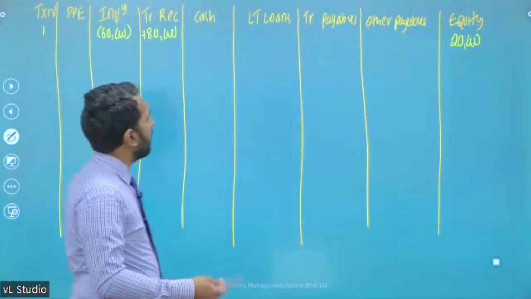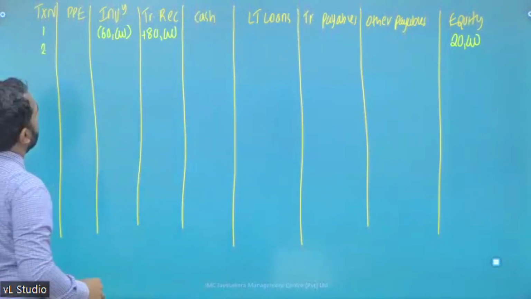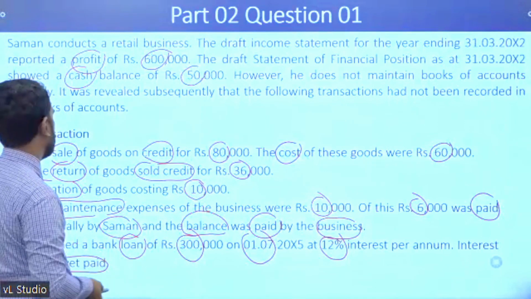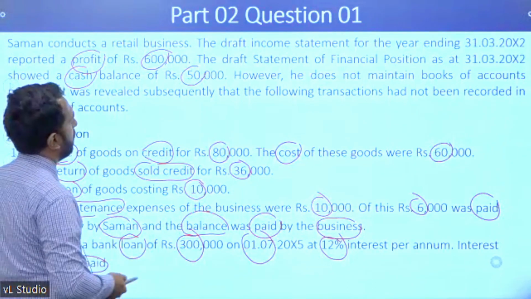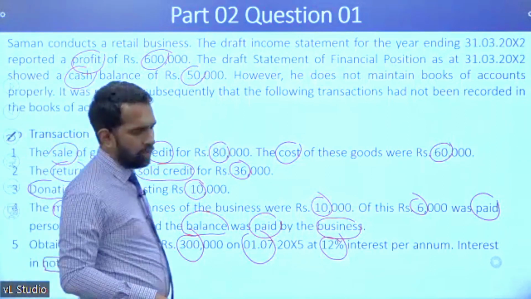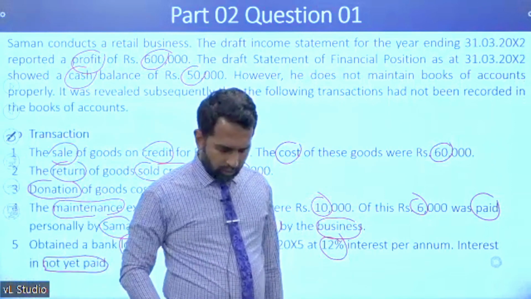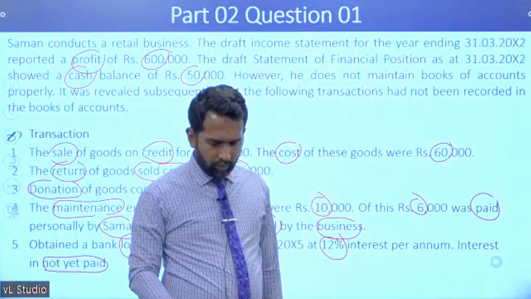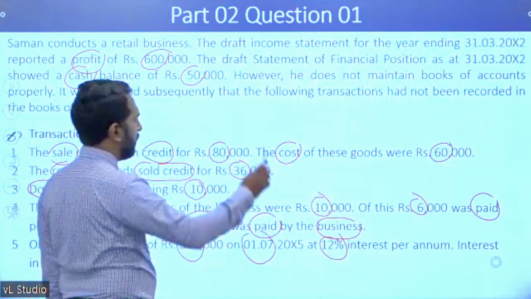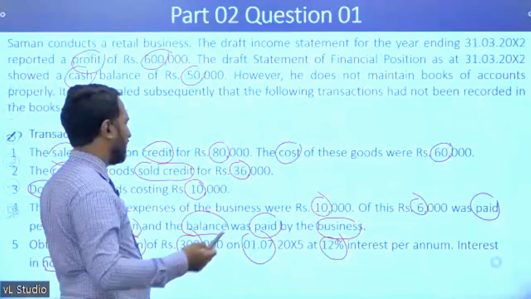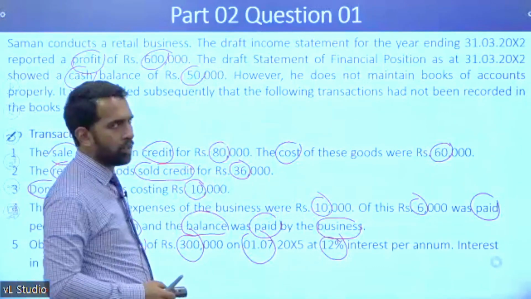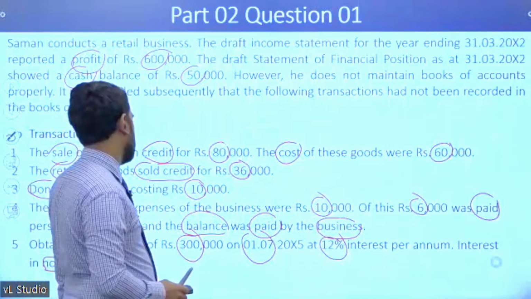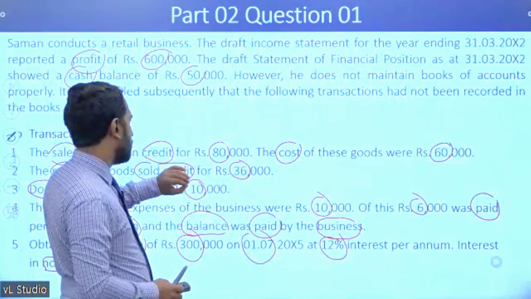Then look at the next transaction, the second one. The return of goods sold on credit for rupees 36,000. Now here the question is a little silent on the cost of the items. We don't know the cost of the items. You could use a mechanism to calculate it, since we have the relationship of 80 versus 60, but the question is silent on whether they maintain the same profit margins. So it's better to record only the sales return. If someone were to calculate the cost of the items and make the adjustment, that's okay.